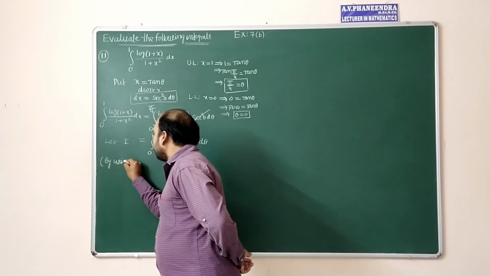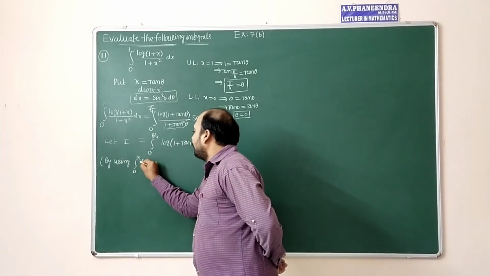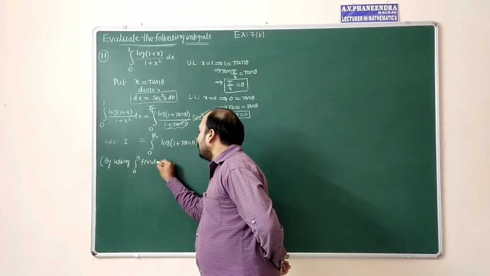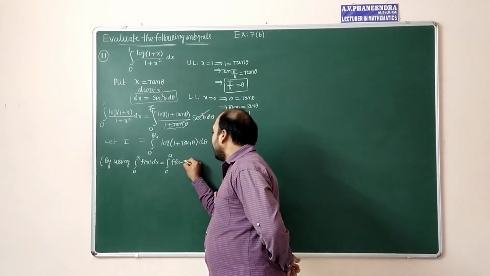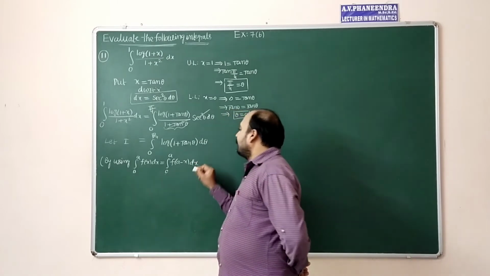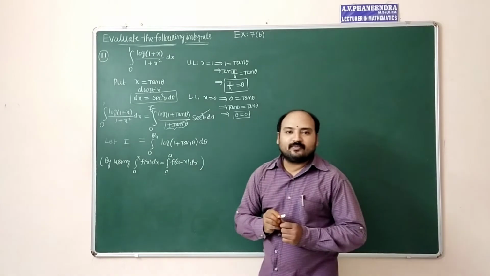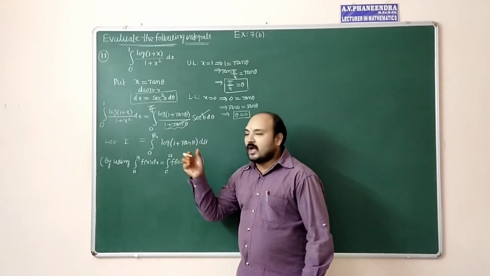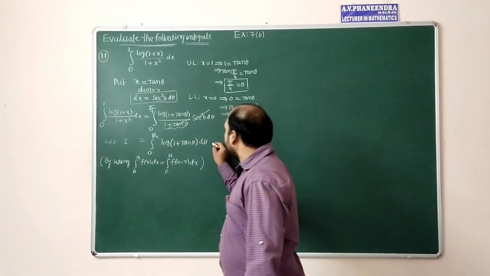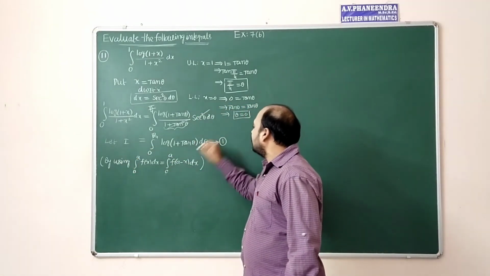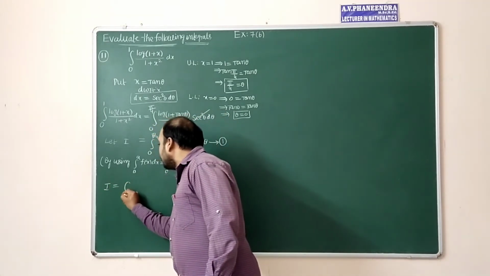the properties of definite integrals, integral 0 to a of f of x dx is equal to integral 0 to a of f of (a minus x) into dx. Here x is equal to theta and a is equal to pi by 4. So wherever theta is there, you have to replace it with pi by 4 minus theta. So the I value will become this; you can assume it as equation 1. By using this property, I becomes integral 0 to pi by 4.